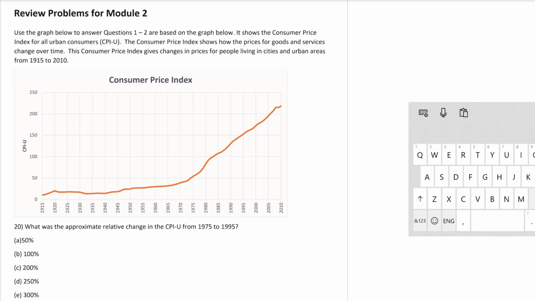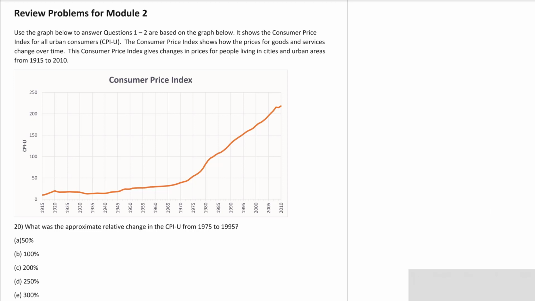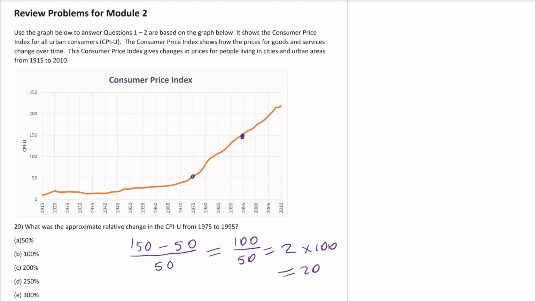So it says, what was the approximate relative change in CPIU going from 1975 to 1995? Again, just an approximation. It's asking for relative change. So it's 150 CPIU minus 50 CPIU divided by the older number, which is 50. So it's 100 divided by 50, which gives us 2, multiplied by 100, which gives us a change of 200%.